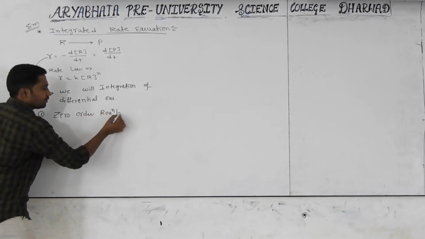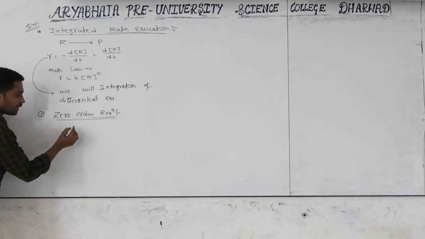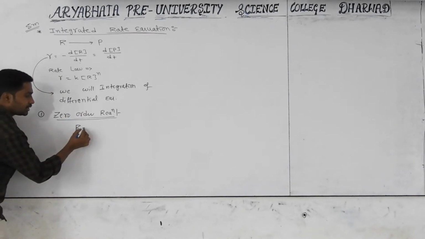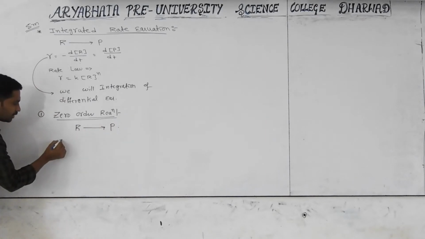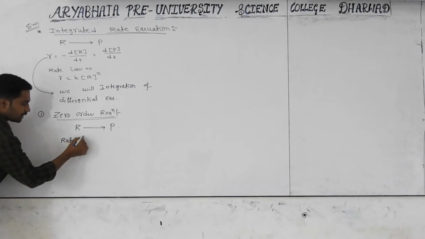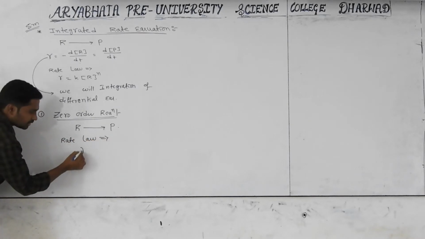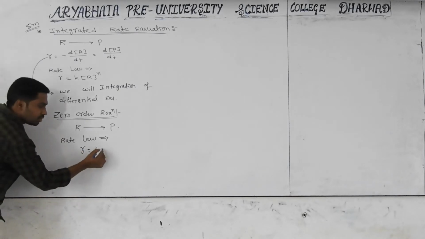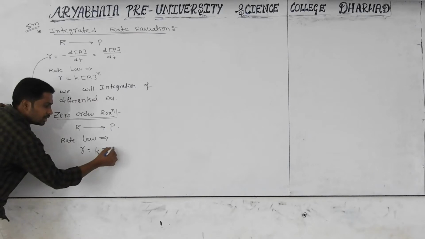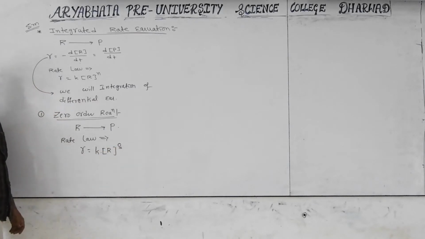Understand the concept very carefully, it is a very important concept. First of all, I am taking a chemical reactant converting into products. Write down the rate law. According to the rate law or rate equation, what can be written? R is equal to some constant into the concentration of the reactant. For zero order, what does that mean? The power of the concentration of the reactant is 0.